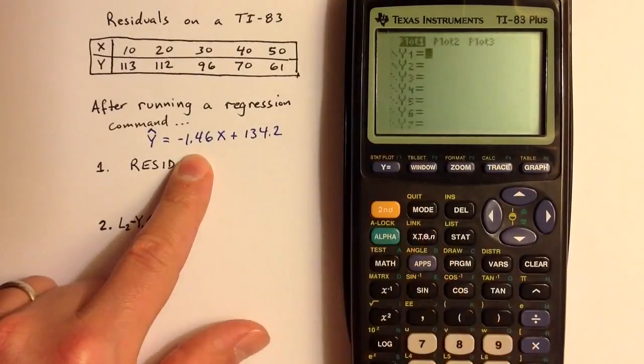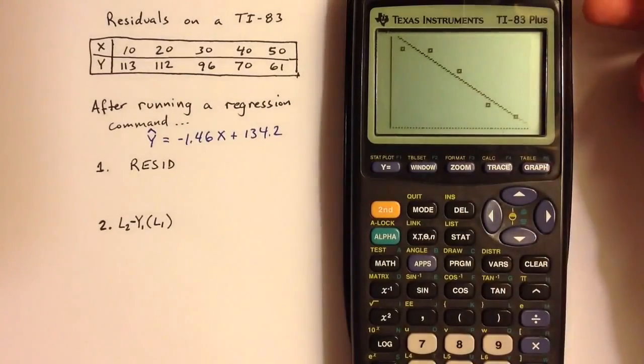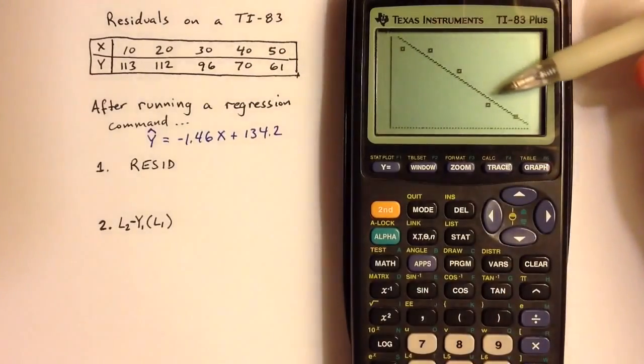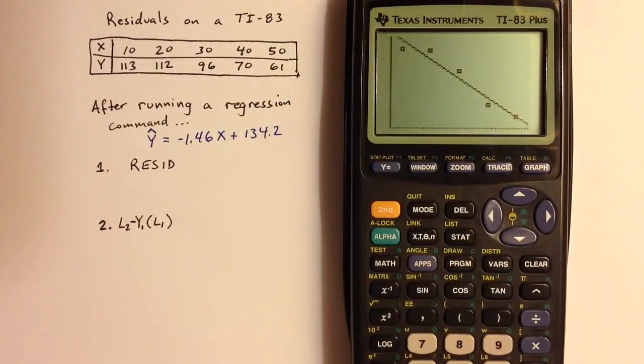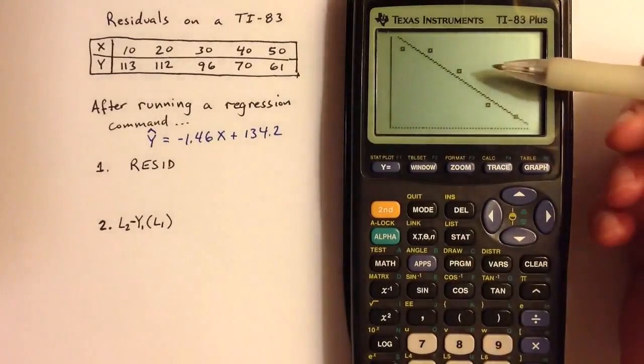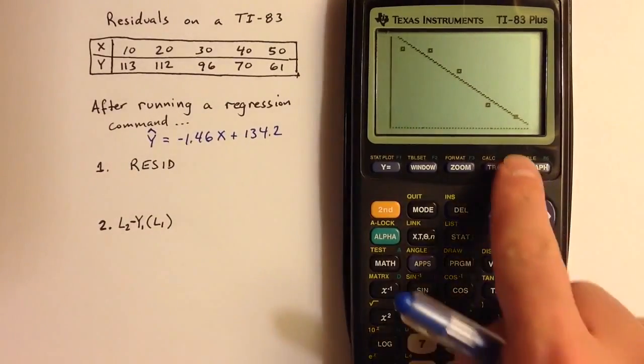So if I go to Y equals and enter this function, negative 1.46x plus 134.2, and back to the graph, I can see we're essentially representing the general pattern in the data with that line. The residuals are the vertical distances between the graph and the line.